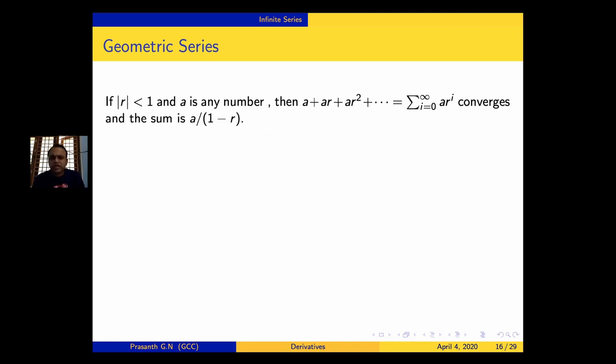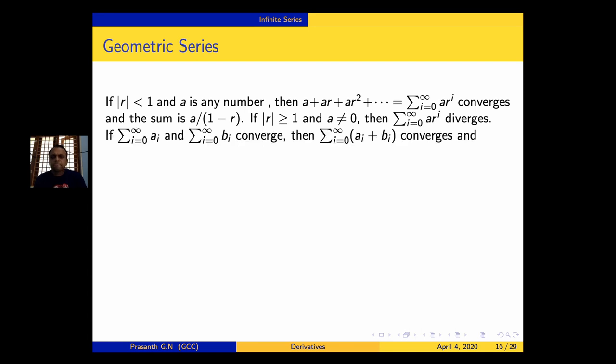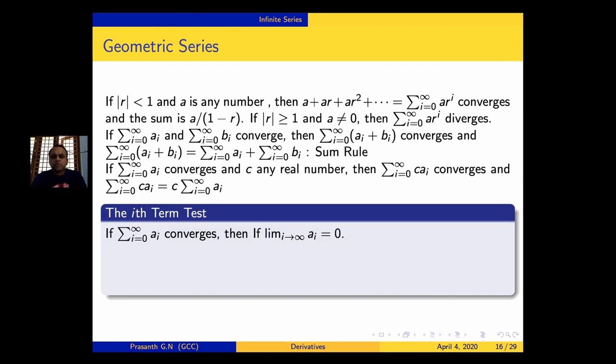You might have studied that in your previous classes. If mod r is greater than or equal to 1 and a is not equal to 0, then the series diverges. If sigma i equal to 0 to infinity ai and sigma i equal to 0 to infinity bi converge, then sigma i equal to 0 to infinity ai plus bi converges, and it is equal to sigma i equal to 0 to infinity ai plus sigma i equal to 0 to infinity bi. This is what we call the sum rule. If sigma i equal to 0 to infinity ai converges and c is any real number, then sigma i equal to 0 to infinity c ai converges, and that is nothing but c into sigma i equal to 0 to infinity ai.